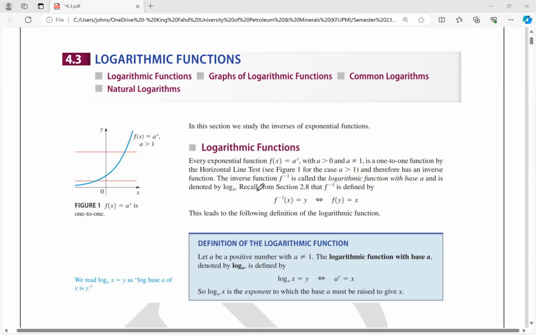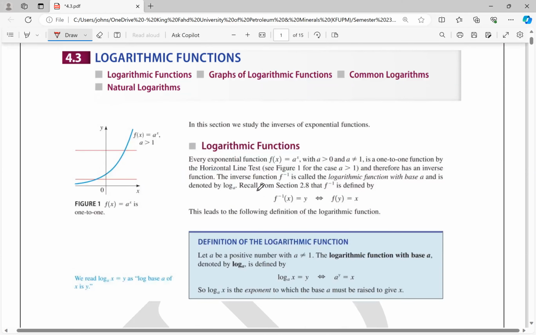Hello, in this video, we'll be discussing 4.3, which is logarithmic function. So this will be the first part of this video. There will be a second part. So what is a logarithmic function?